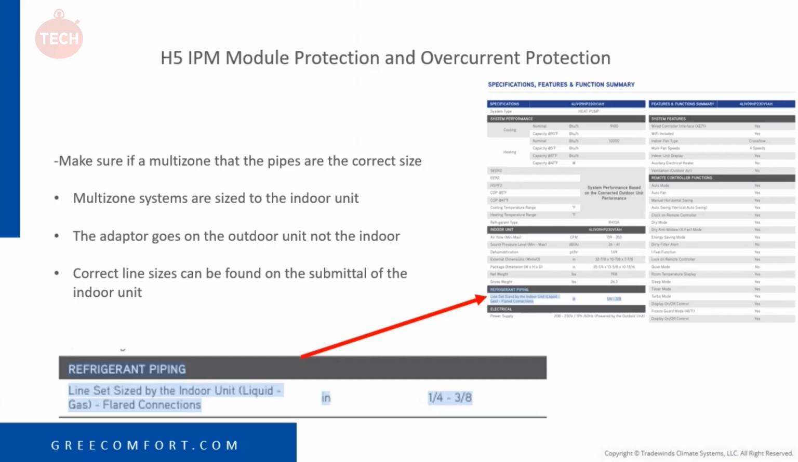And if you're unsure what line size to use, you can go to our website, greecomfort.com, go to the submittal. In the picture on the right is the submittal. In this example, it's a 4LIV09. Again, there's a refrigerant piping section, and I zoomed in on it, and over here to the left where that arrow is, it tells you the exact line set size you should use. In this example, it'd be 1/4 and 3/8. So 1/4 and 3/8, that is what's required from outside to inside.